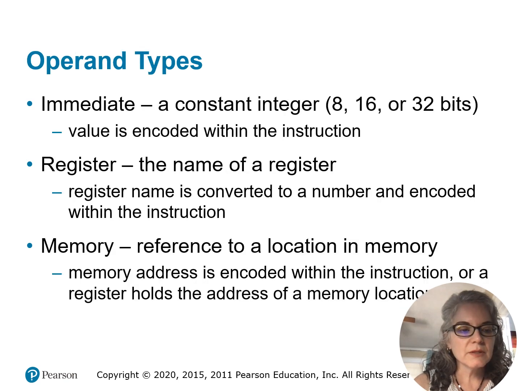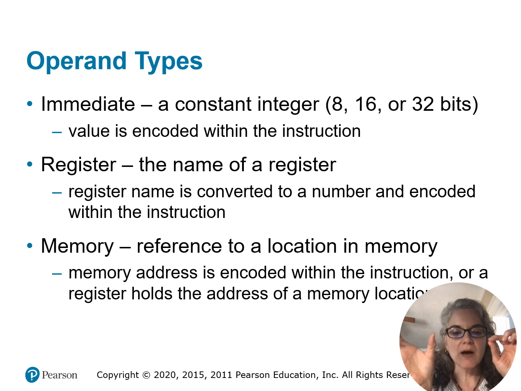So let's start with our operand types. Remember, operands are like if you have MOV and then you have a register, comma, 5, you're moving 5 into a register, that's 2 operands. So MOV requires 2 operands. It requires the destination, what you're moving into, and the source, what you're moving into the destination.